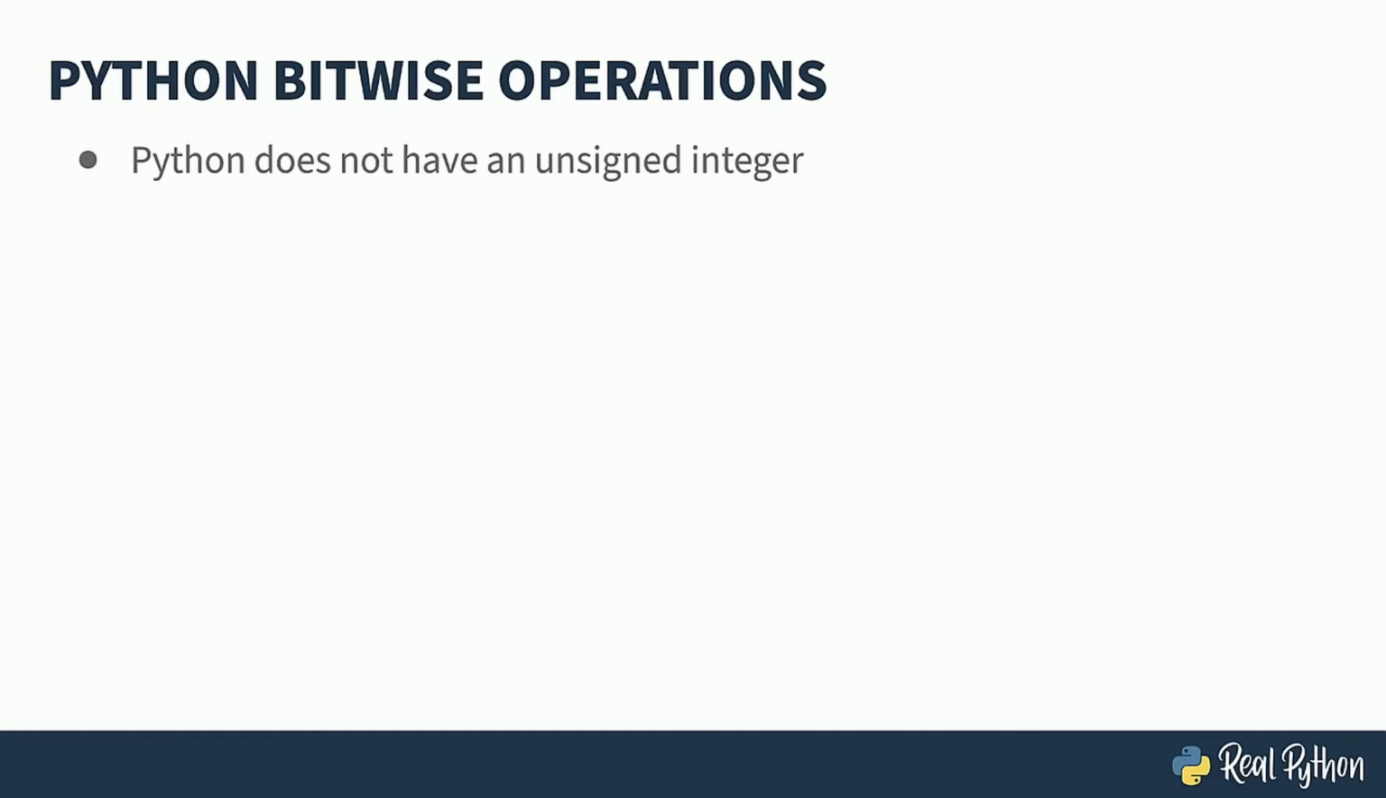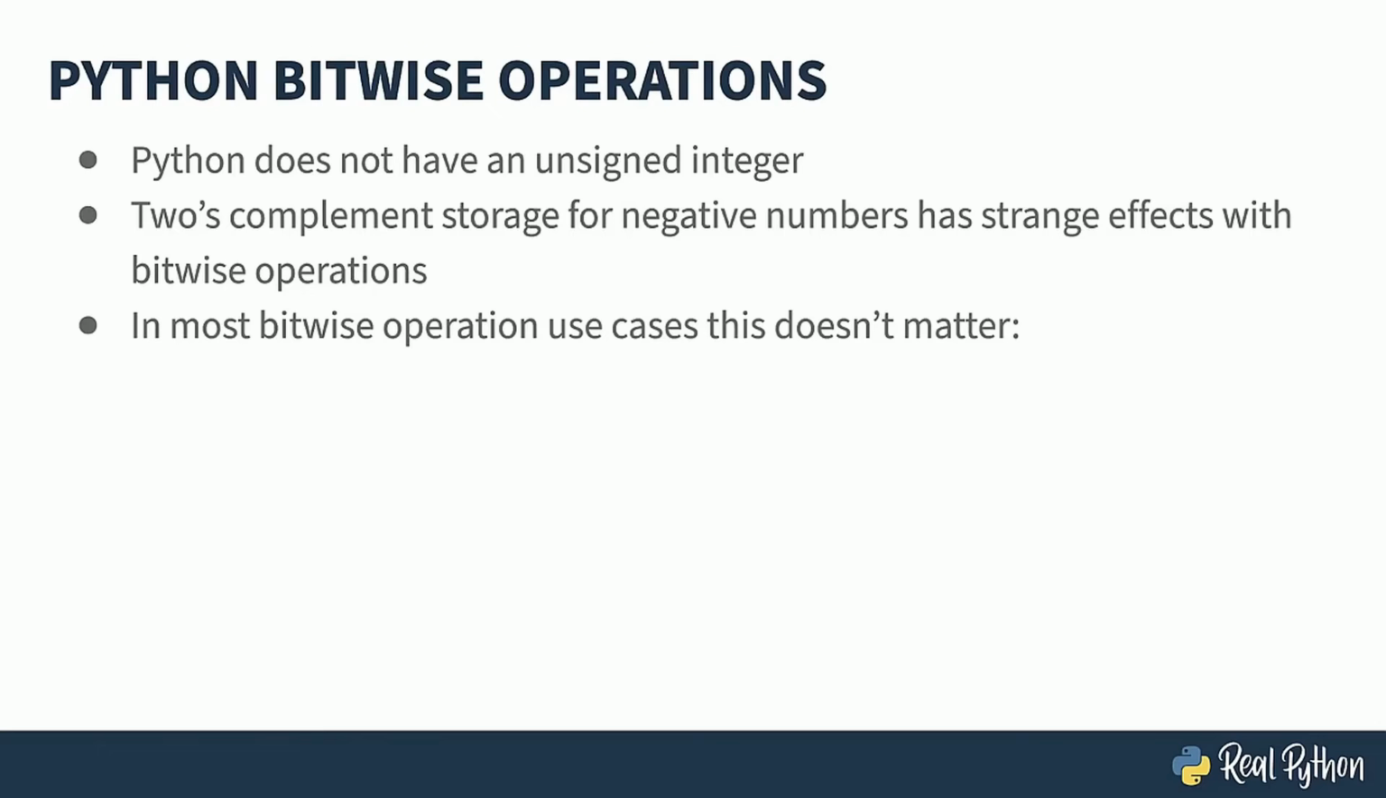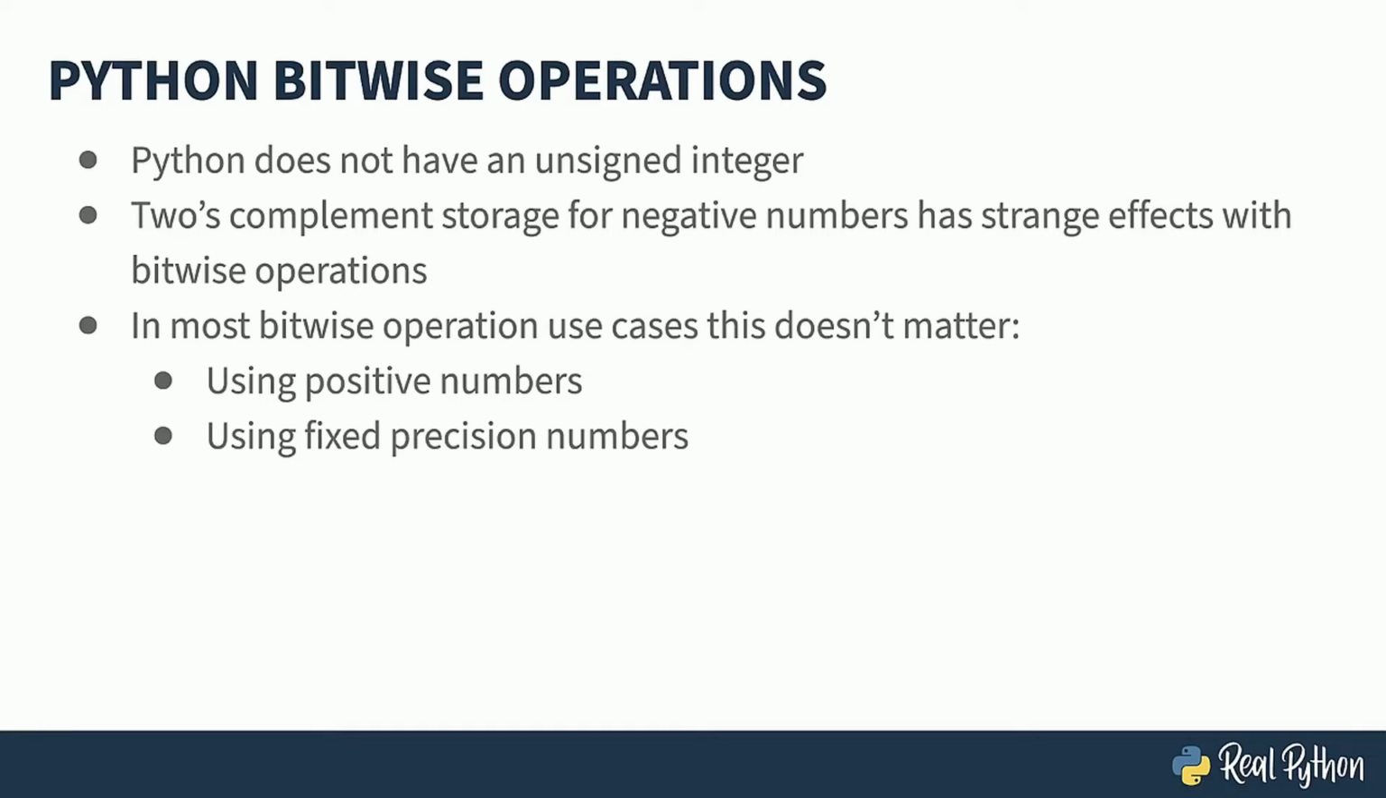Just a quick recap before getting into the actual bitwise ops. Python doesn't have an unsigned integer. It uses 2's complement representation for negative numbers, which can have surprising effects when interacting with bitwise operations. But for most use cases, this doesn't really matter. Typically, if you're doing bitwise math, you're doing it on positive numbers that are small enough to be using the fixed precision representation.